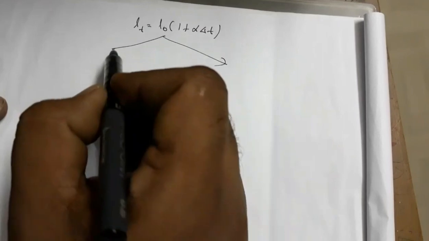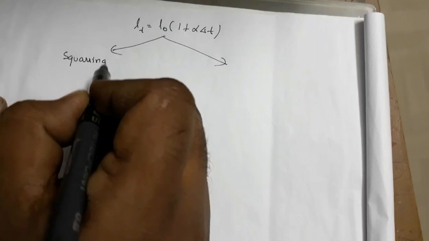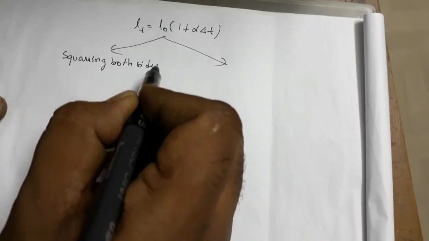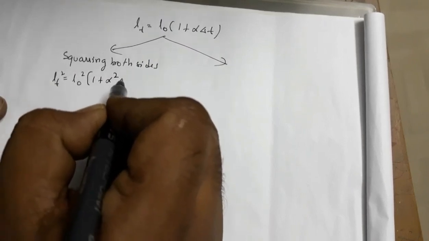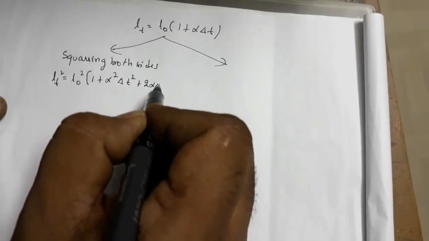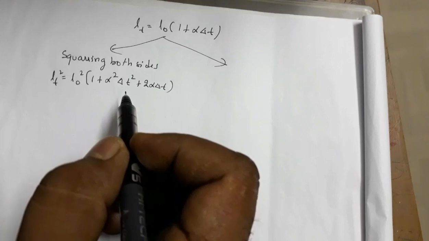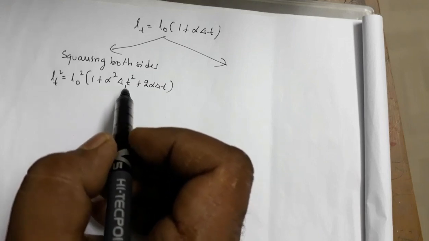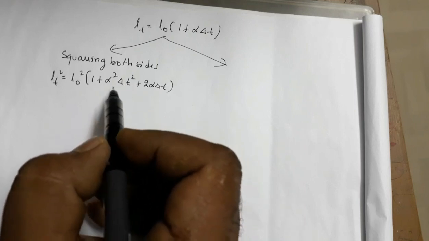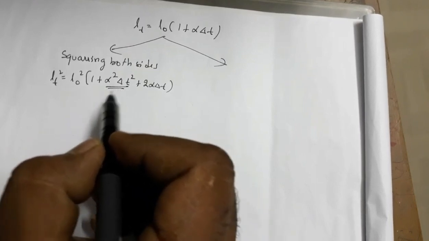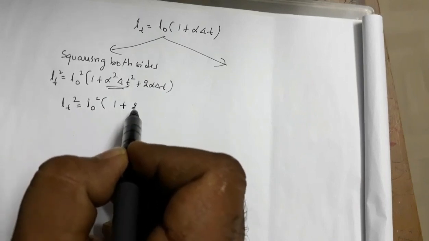Now let us square the equation on both sides. Squaring both sides, Lt square is equal to L naught square (1 plus alpha square delta T square plus 2 alpha delta T). Now this alpha value for materials is very small, of the order of 10 power minus 5 or 10 power minus 4. Delta T is also small, so alpha square delta T square is further very small and this term can be neglected.